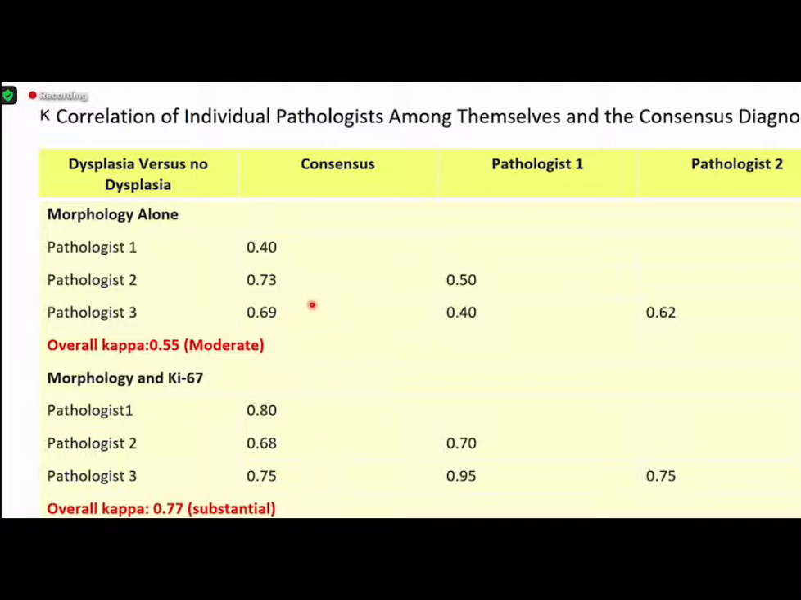For pathologist two, it decreased a little bit. For pathologist one in comparison with pathologist two, it improved from 0.50 to 0.70, and for pathologist one and pathologist three, it improved from 0.40 to 0.95. And lastly, for pathologist two and pathologist three, it improved from 0.62 to 0.75. And also it improved overall, from 0.55, which was moderate, to 0.77, which was substantial, as we can see from our reference intervals here.